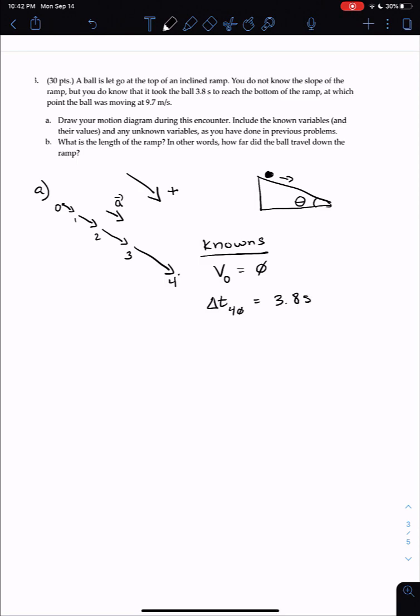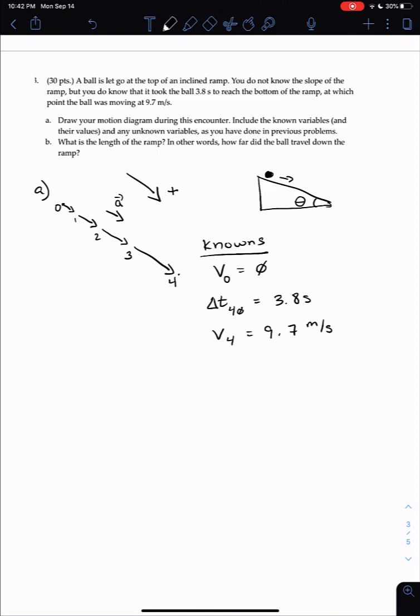I'm going to use the subscripts to denote the 2 different positions, my starting position and my final position. And then lastly, it tells me how fast the ball was moving when it got to the end of the ramp, which again I'm labeling as position 4. And that was 9.7 meters per second.